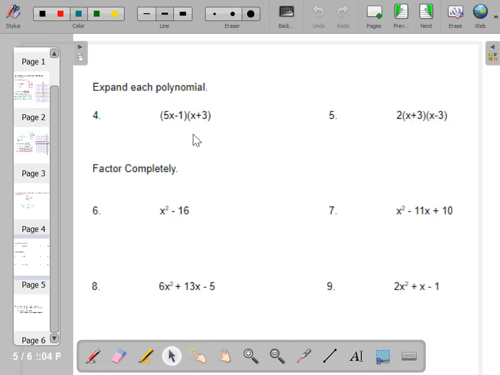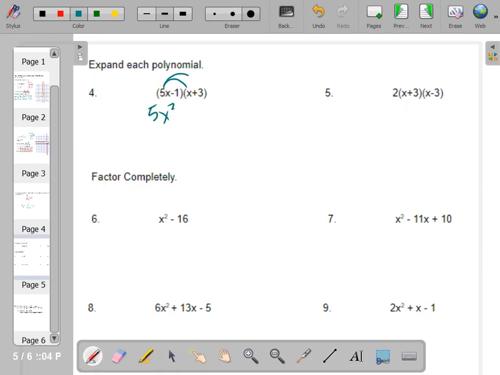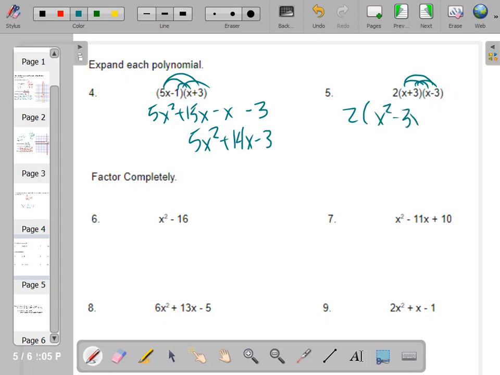Now we're going to do some factoring and a little bit of polynomial expansion. This is basically just distributive property. So 5x squared plus 15x minus x minus 3. That's 5x squared plus 14x, because when you combine like terms, that makes 14. Similarly, when you do these problems, my suggestion is leave the 2 alone. So x squared minus 3x plus 3x minus 9. Those cancel out, and you have x squared minus 9.